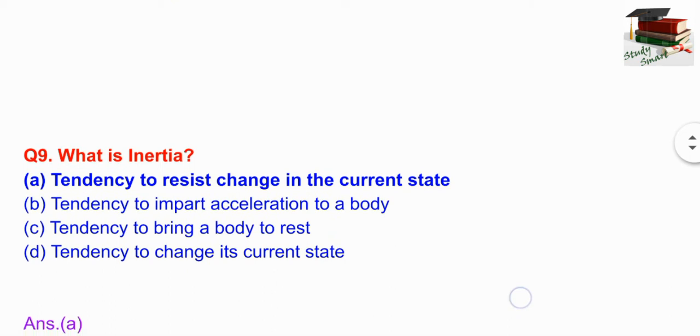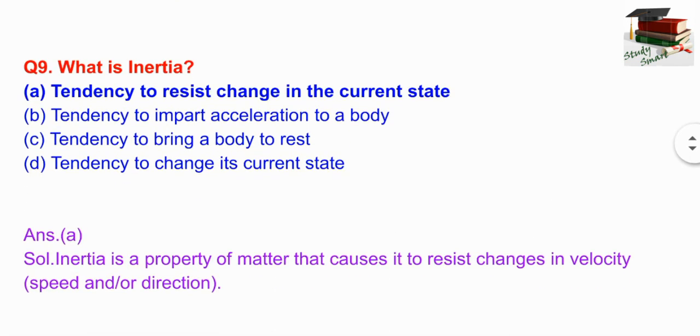Now see the next question. What is inertia? Inertia is a property of matter that causes it to restrict change in velocity, that is speed and or its direction. So option A is correct. Tendency to restrict change in the current state.